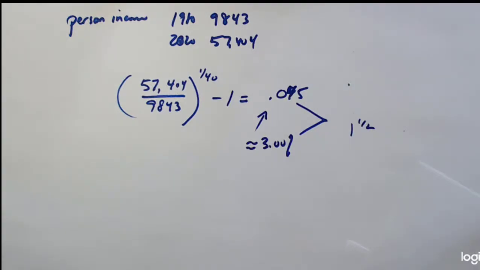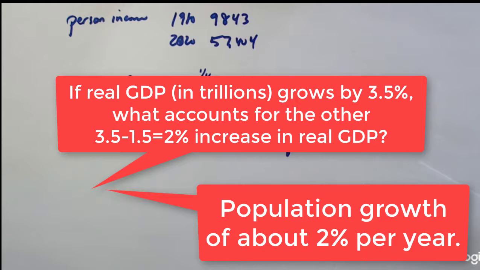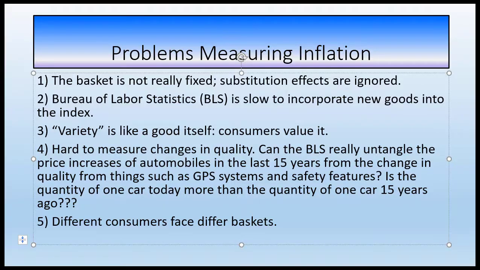Now that has gone up and it's gone down. There have been periods of time when labor productivity growth was much higher, in the 1990s, and then it came down lower. And we'll talk more about it as we get further into macroeconomics. Now, moving on, let's talk about problems in measuring inflation. There's a couple of problems.